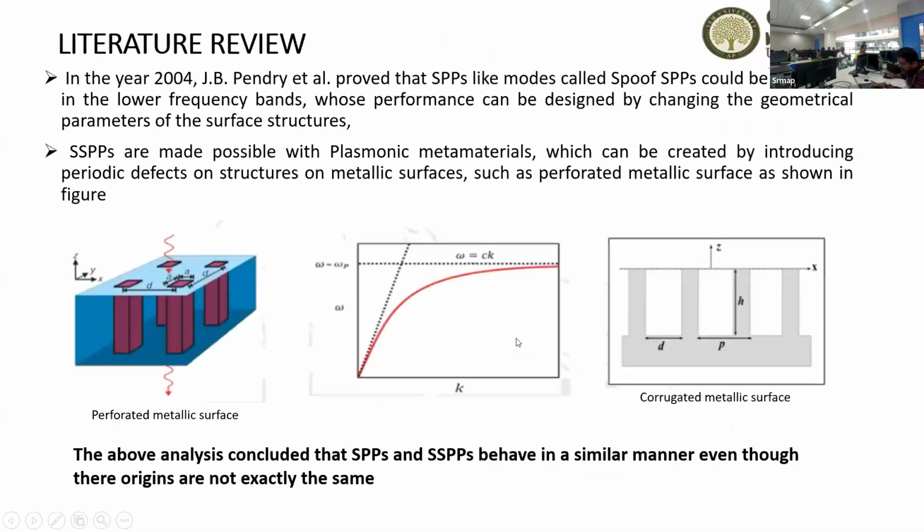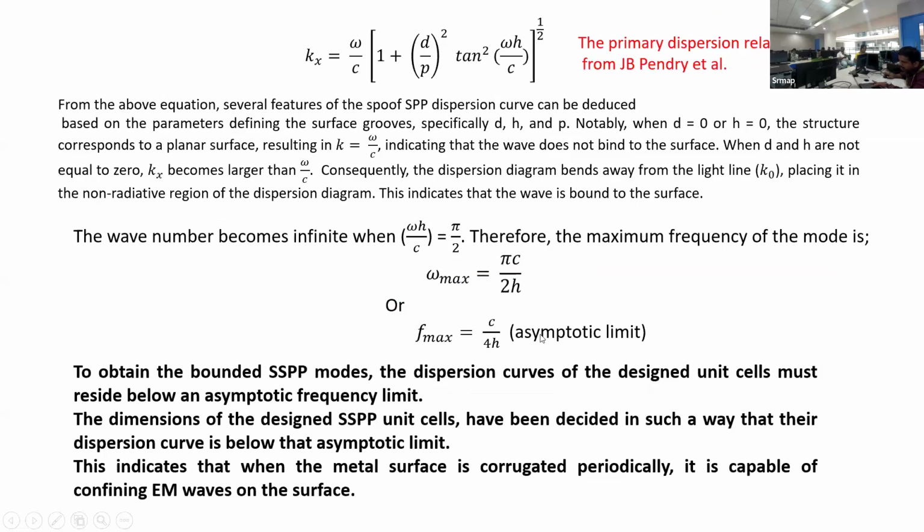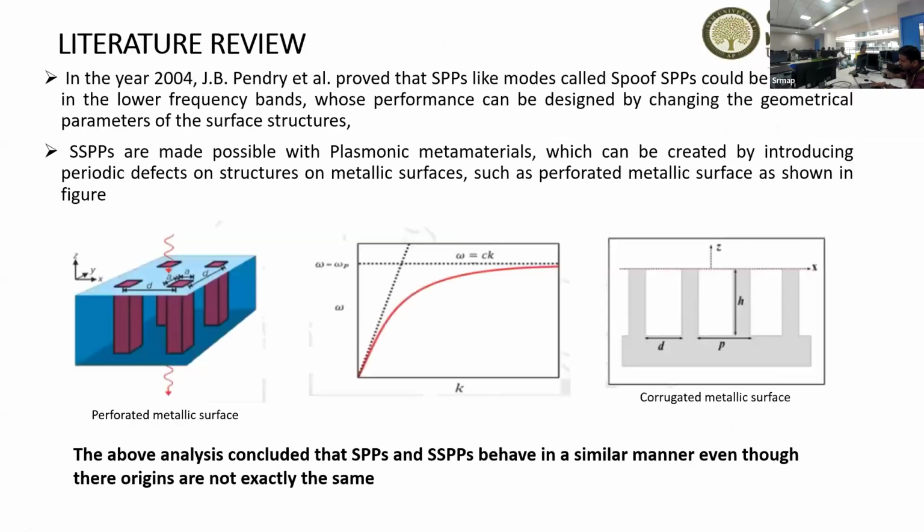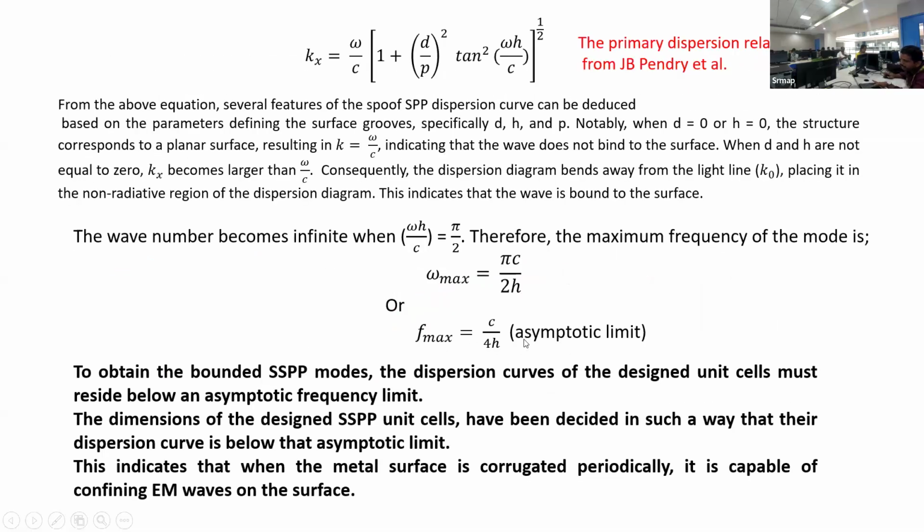So we have to choose the dimensions below this asymptotic frequency limit only. Then only the wave strongly binds to the surface. So we have to choose these dimensions in the range of the asymptotic limit or below it. Here I have mentioned that the dimensions of the designed SSPP unit cells have been decided in such a way that the dispersion curve is below that asymptotic limit.